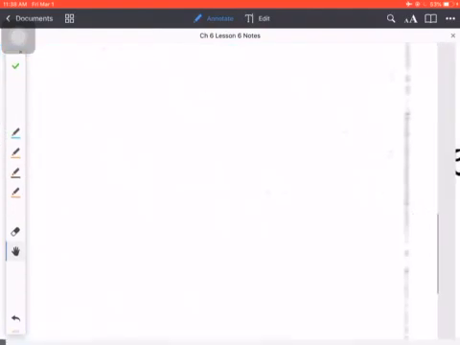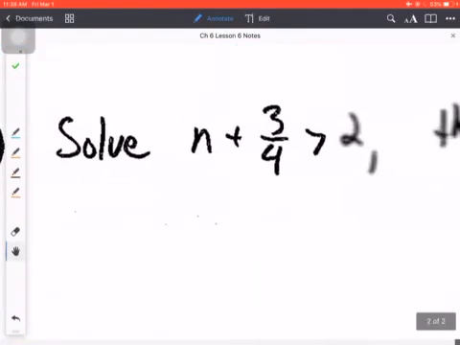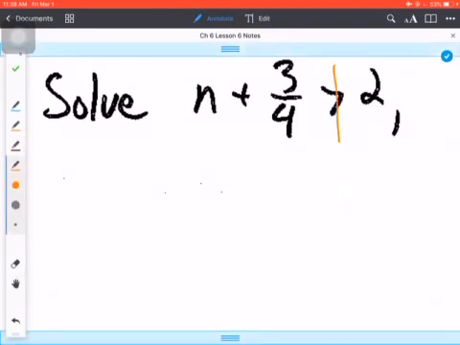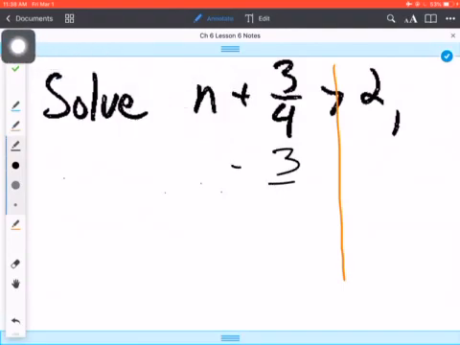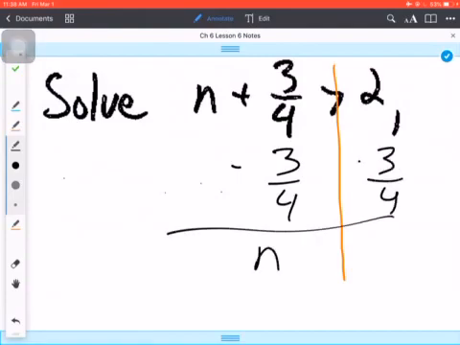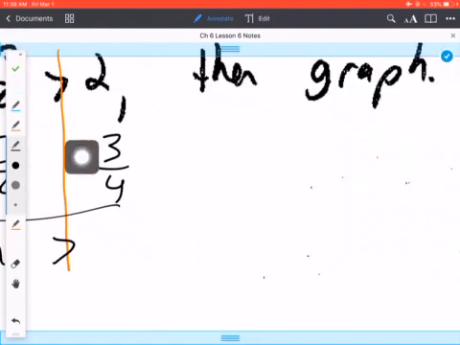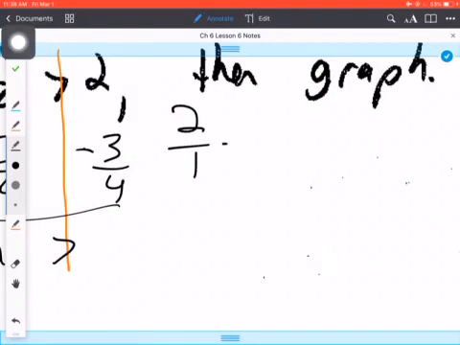Let's look at a few more examples here. So example 3, now we're going to have a fraction in here, but our process again remains the same. I want n all by itself, so I'm going to subtract 3/4. So I'm left with n is greater than, and this is where it gets a little bit tricky, because when we're subtracting fractions, our denominators have to be the same. And right now, 2 has a denominator of 1.